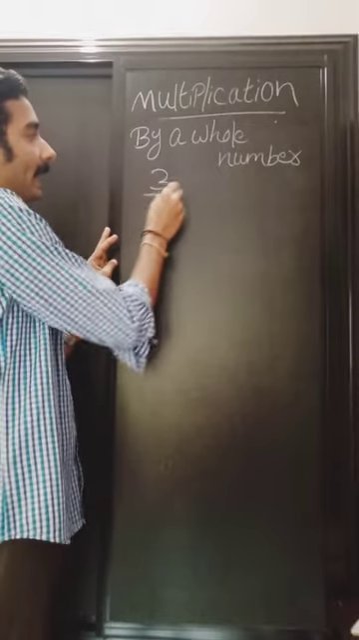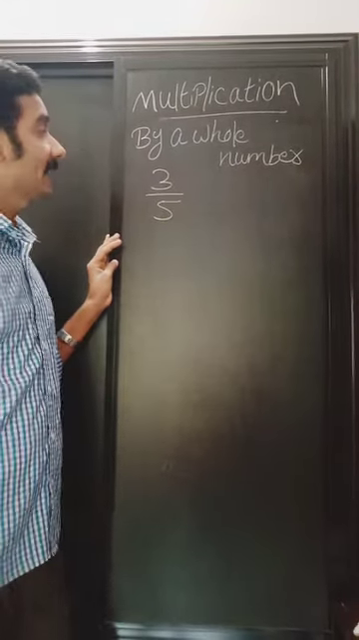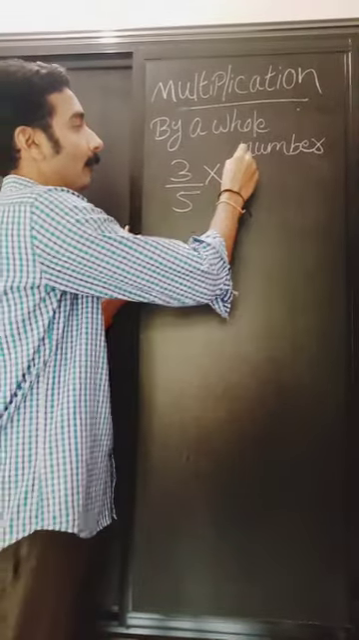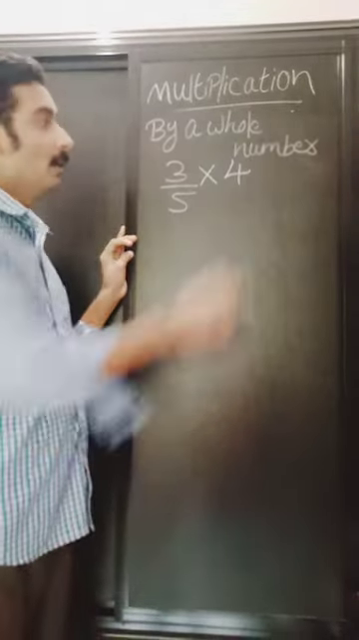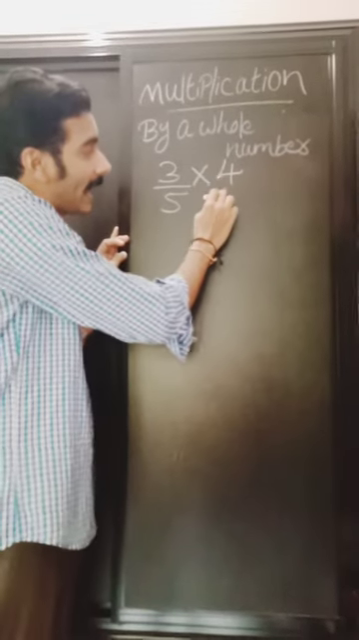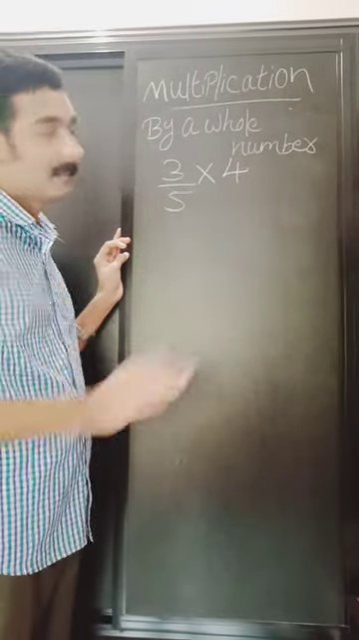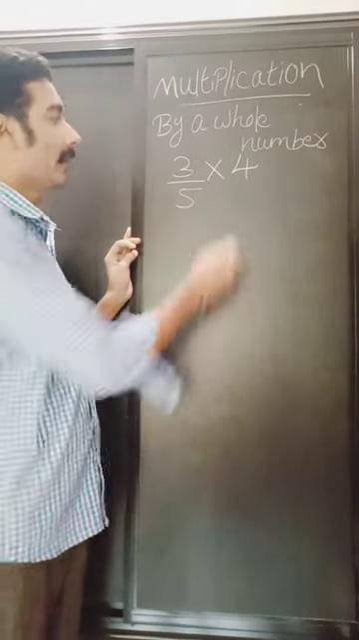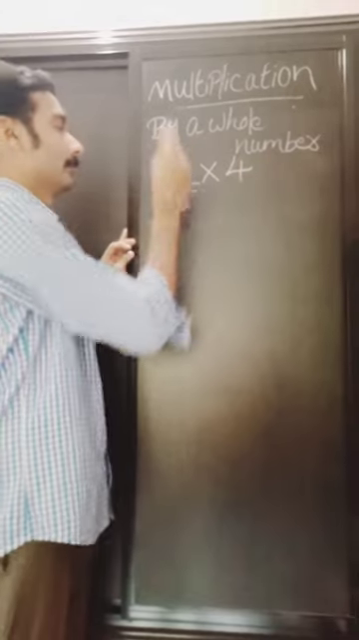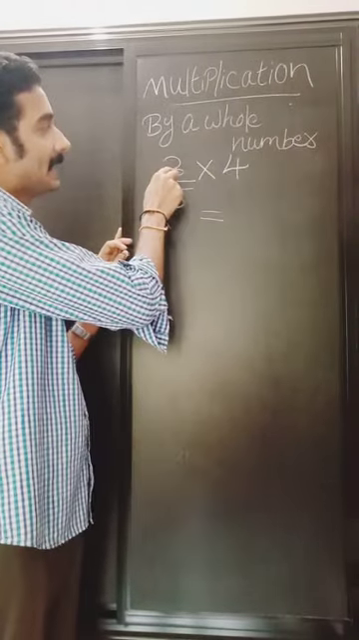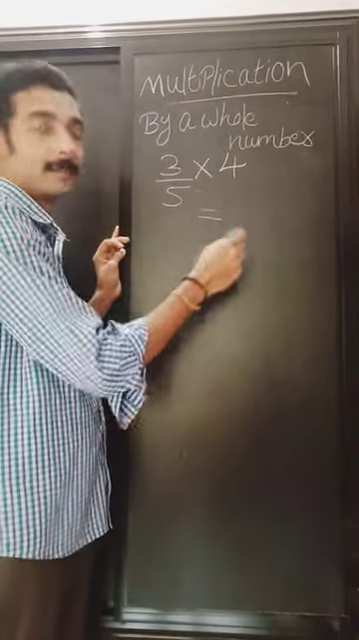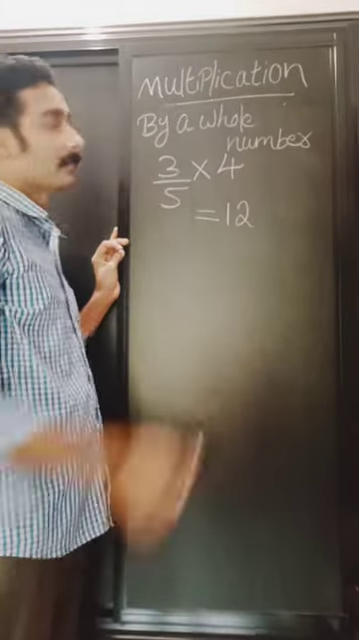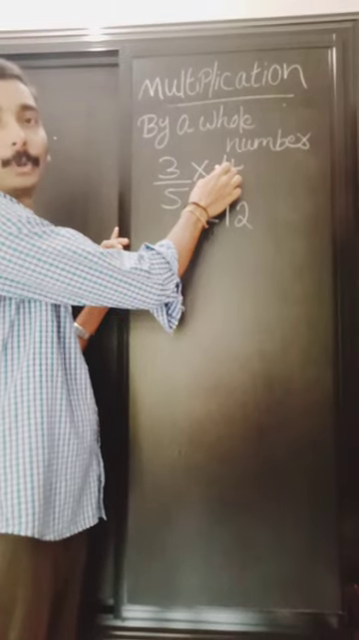Question is 3 by 5 into 4. 4 means 4 divided by 1. Both are same. 4 divided by 1 equal 4. Then we multiply 3 into 4, 12.